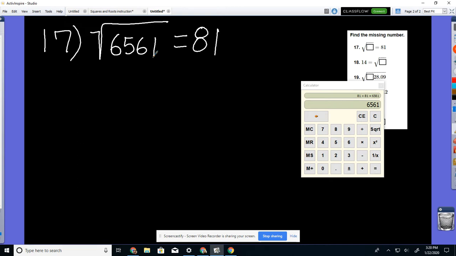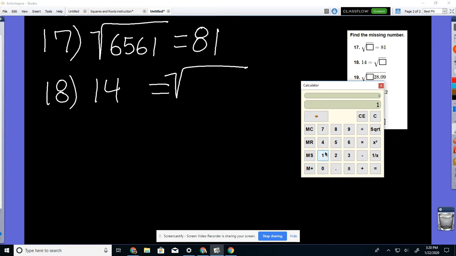Okay, 18. Same scenario, except we're a little less tricky because 14 isn't a perfect square, so they're not tempting us with that. We need to know that 14 is the square root of some number, and we can figure out that missing number by taking 14 squared. I'm going to use this key to square 14. Same thing as multiplying 14 times 14. So the square root of 196 is 14. 14 is the square root of 196.